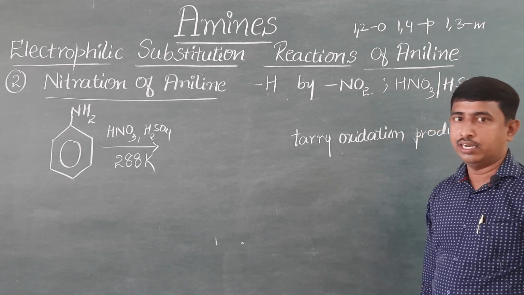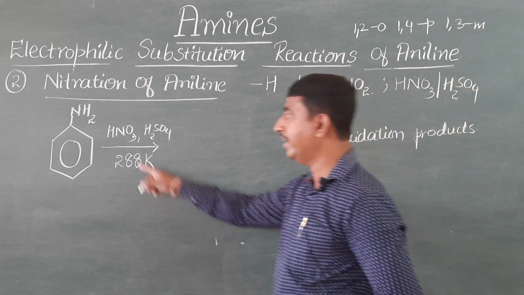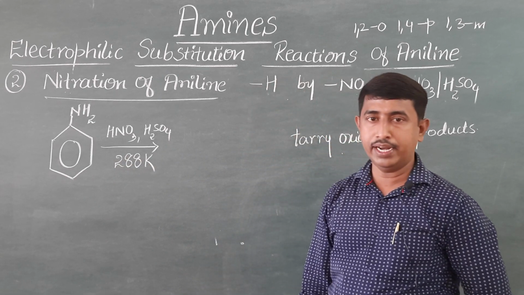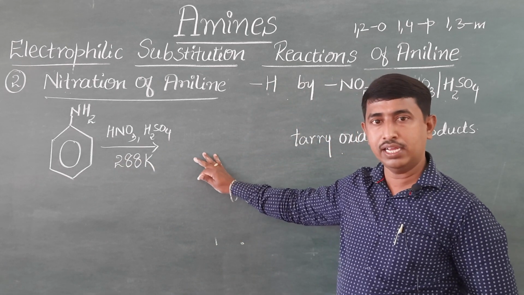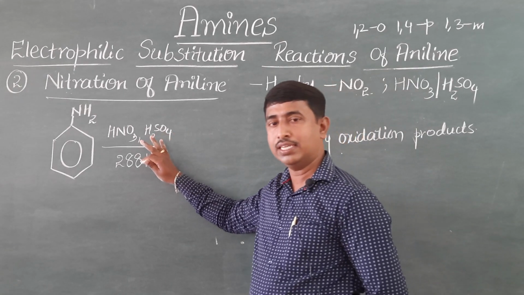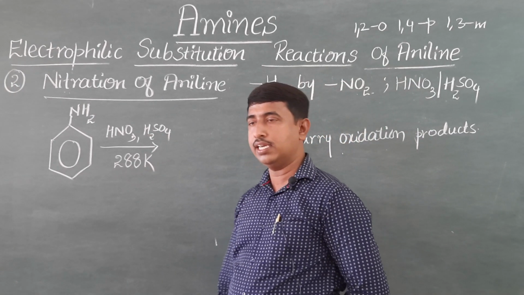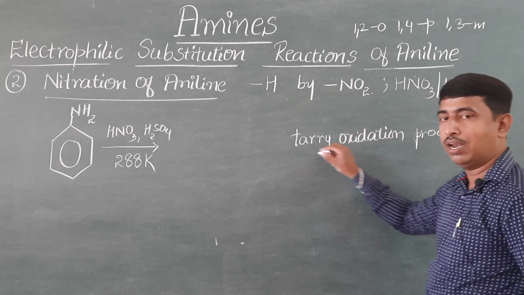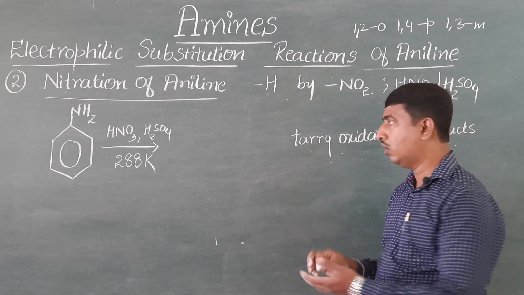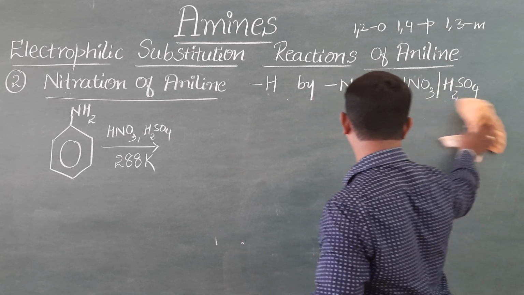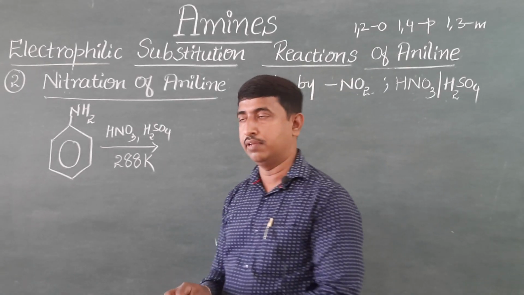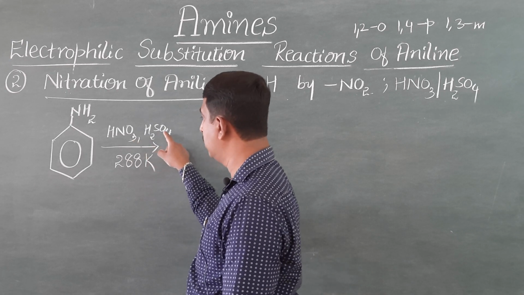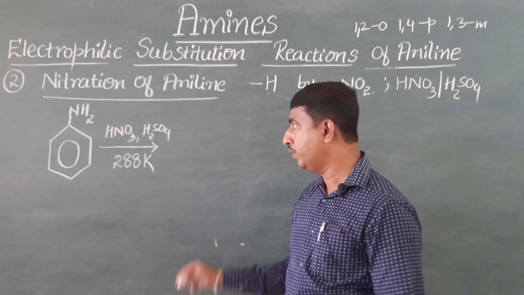This is because nitric acid is not only a nitrating agent but also a strong oxidizing agent. So we get oxidized products also, the tarry oxidation product or black mass, formed due to oxidation. That is when we carry out nitration of aniline directly, by adding nitric acid and sulfuric acid at a temperature of 288 Kelvin.